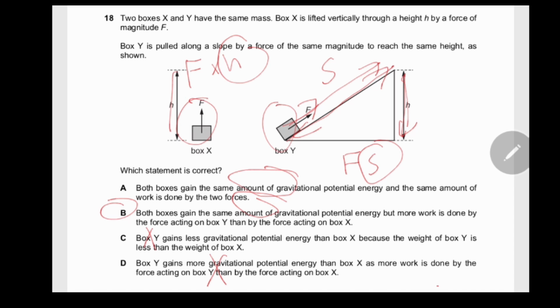So the answer is either A or B, because C and D say they have different GPE. But which one does more work?